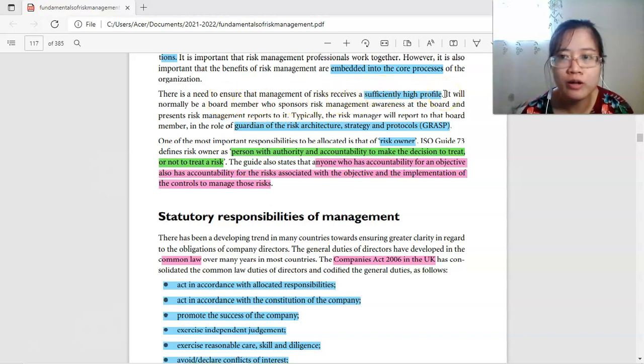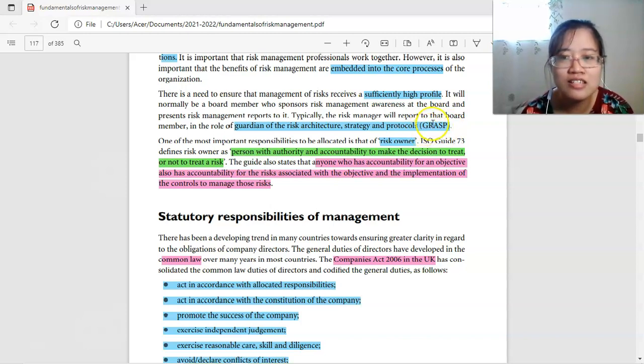Sufficiently high profile, kumbaga, give it proper importance. Hindi yung ini-ignore nyo lang yung presence of risk in the organization. Tapos, itong risk manager, meron silang board member. Nagre-report sila sa board member. Ang tawag dun sa board member, guardian of the risk architecture, strategy, and protocols. Okay, GRASP ang tawag. So, yung RASP natin, ilagyan lang ng G sa unahan.